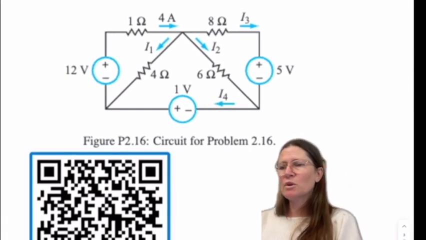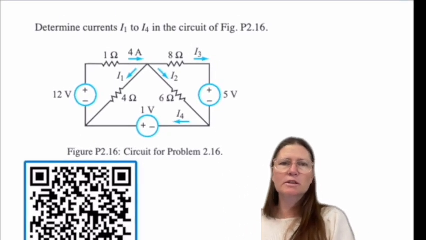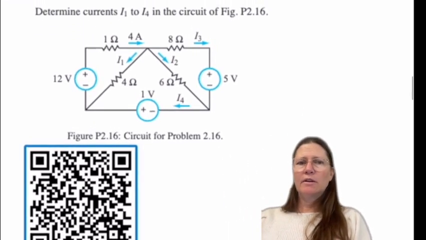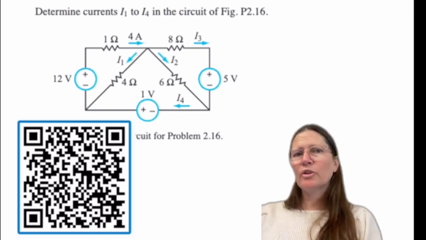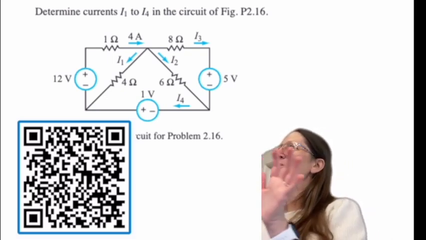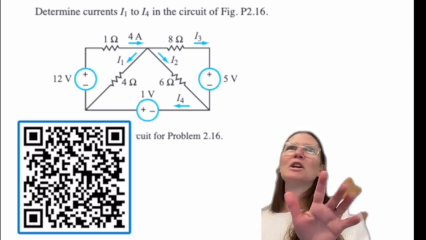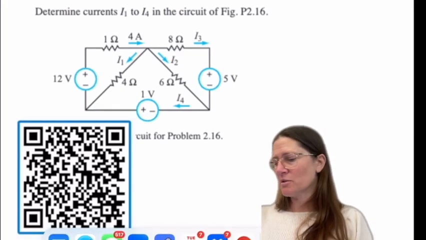So with this one, we want to determine the currents I1 to I4 up there. If you are sitting next to a new person, don't know your neighbor, do introduce yourselves to your neighbors, and then go ahead and work on this, trying to find I1 through I4.